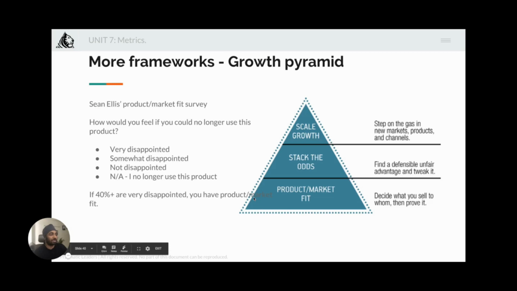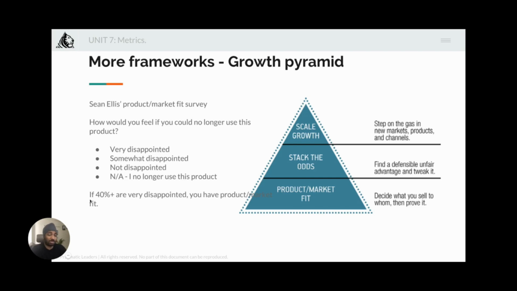Lastly, there's another framework called growth pyramid, which was proposed by Sean Ellis as a product market fit survey. He said that at the end of the day, the best quantitative way to figure out whether a product has hit product market fit is by doing this one question survey: how would you feel if you could no longer use this product? Very disappointed, somewhat disappointed, not disappointed, and not applicable, I no longer use this product.